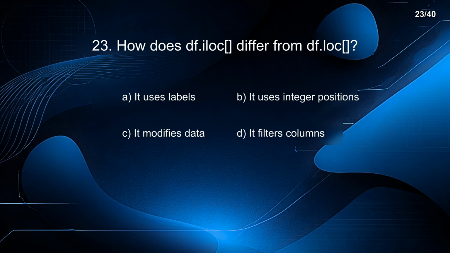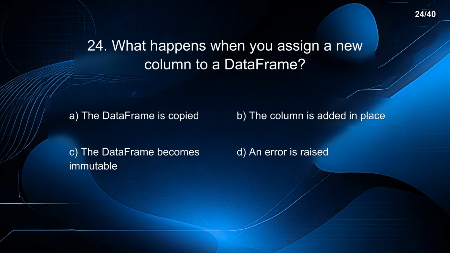Correct answer is B. It uses integer positions. 24th question. What happens when you assign a new column to a DataFrame? A. The DataFrame is copied. B. The column is added in place. C. The DataFrame becomes immutable. D. An error is raised.